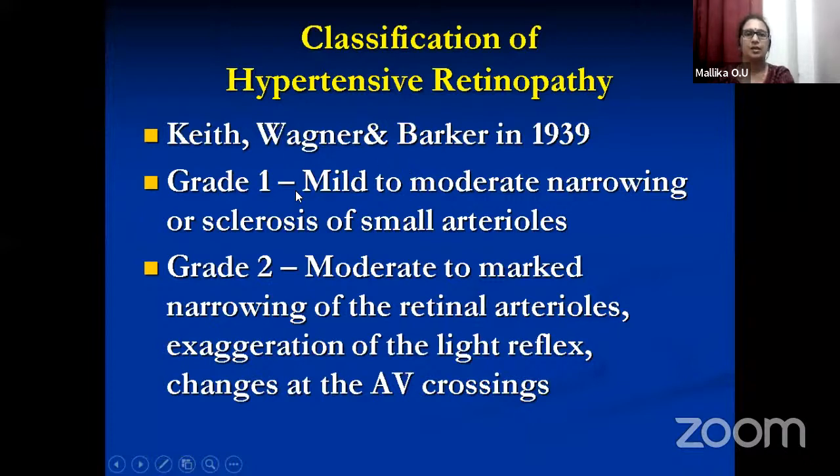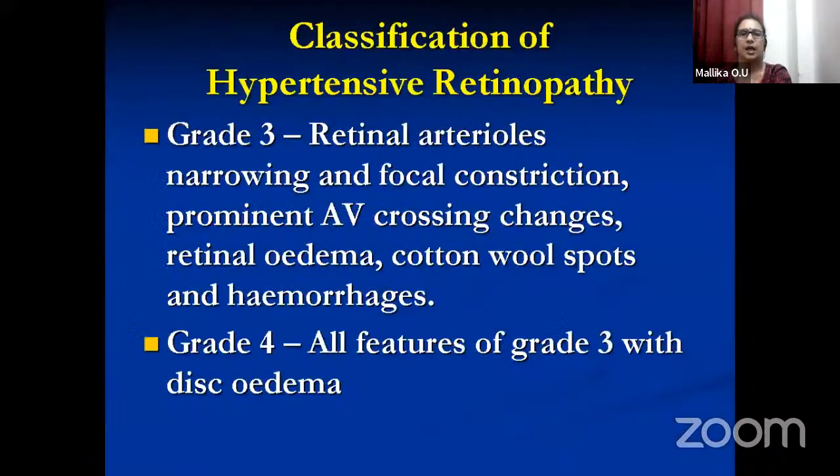I told you there are two classifications. One is arteriosclerotic retinopathy and the other is hypertensive retinopathy. In arteriosclerotic retinopathy, you can see there is mild to moderate narrowing or sclerosis of the smaller arterioles. In grade 2, there is moderate to marked sclerosis and narrowing of the vessels, leading on to exaggeration of the light reflex and AV crossing changes. And in the third stage, there occurs a focal constriction. Instead of generalized narrowing, there occurs focal constriction, especially at the AV crossings.